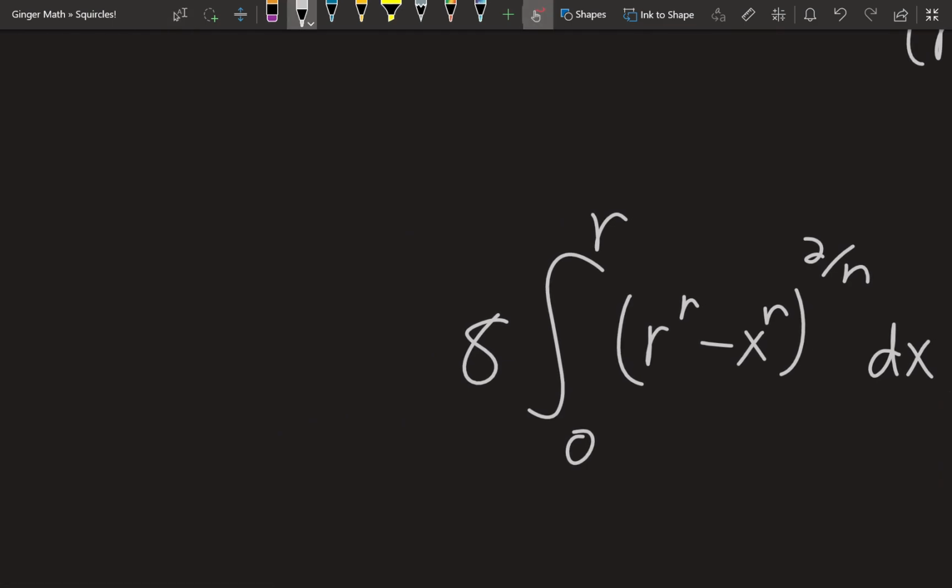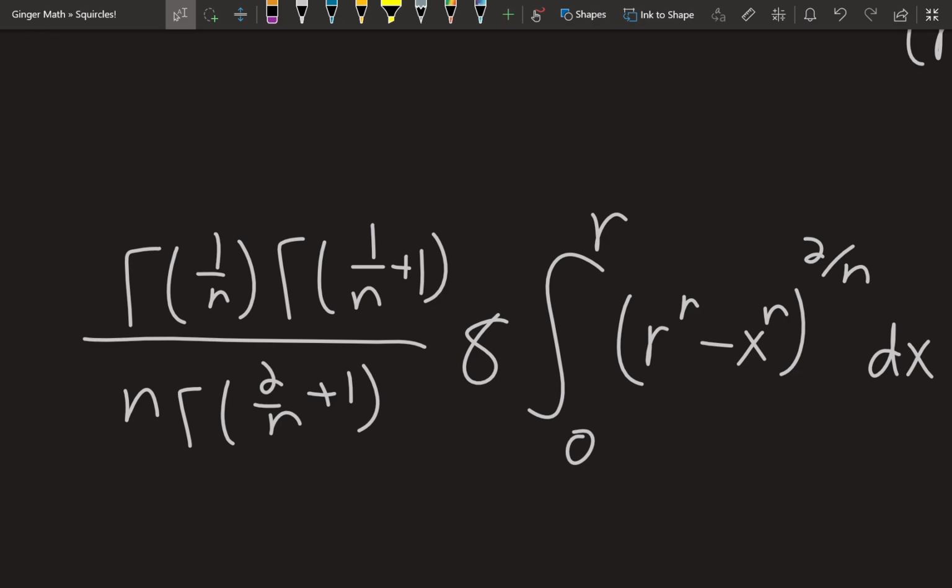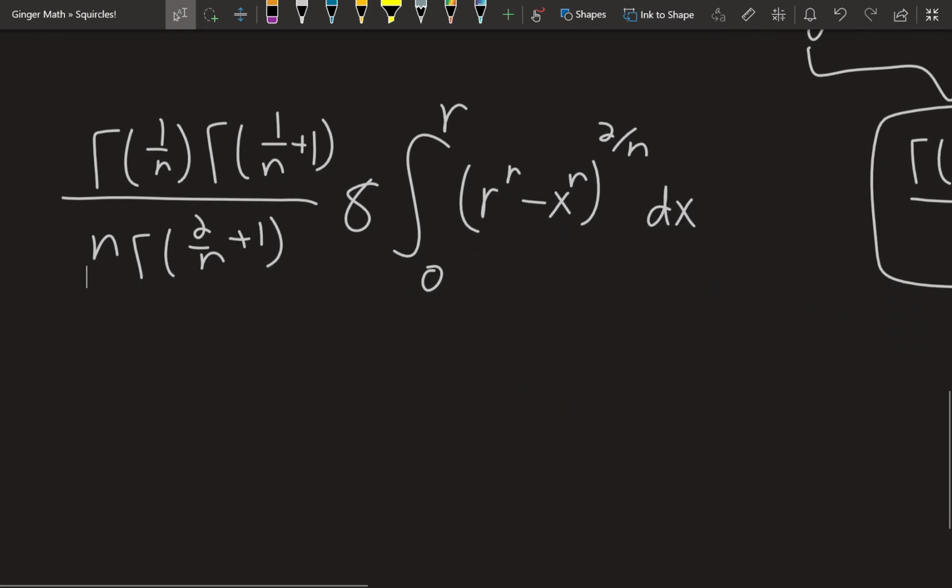So I'm just going to throw that out front. So gamma of 1 over n, gamma of 1 over n plus 1, gamma of 2 over n plus 1. There's an extra n out front. I mean, you could simplify that now, but I'm just going to save it for the end. Just simplify everything in the end. Okay.